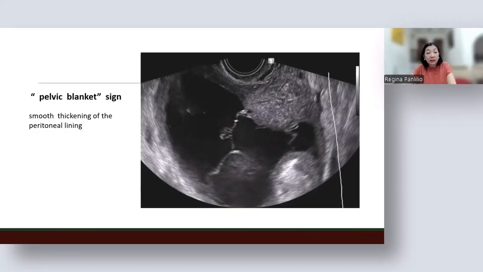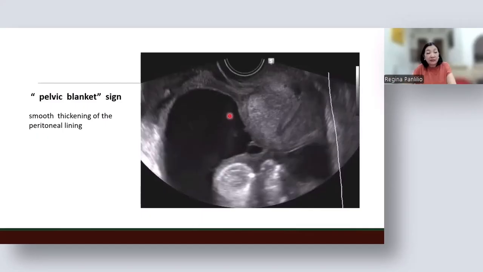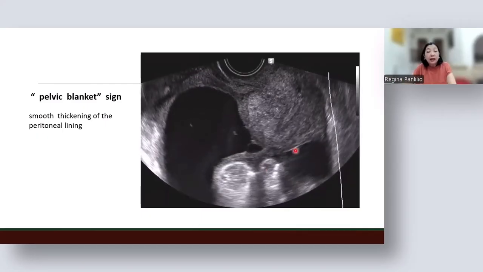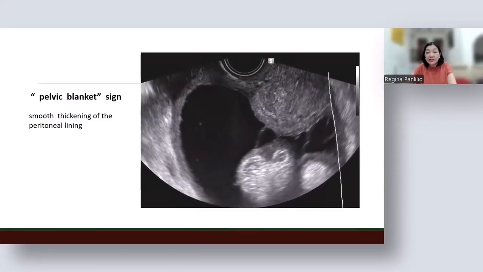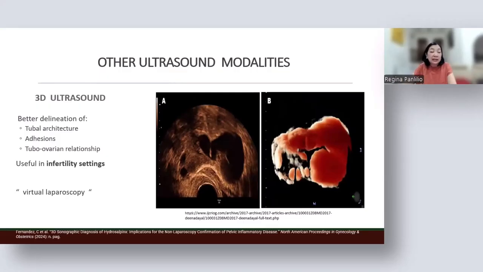And this is what I call the pelvic blanket sign. Notice it is very smooth here, as opposed to the nodular and vascularized peritoneal thickening in peritoneal carcinomatosis. Other ultrasound modalities that can be used, as I mentioned earlier, for uterine synechiae is 3D ultrasound.